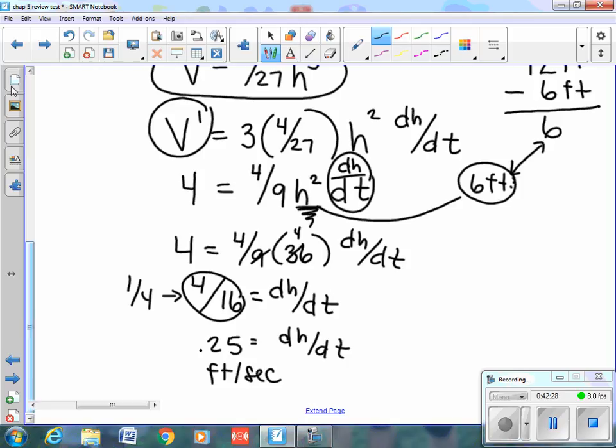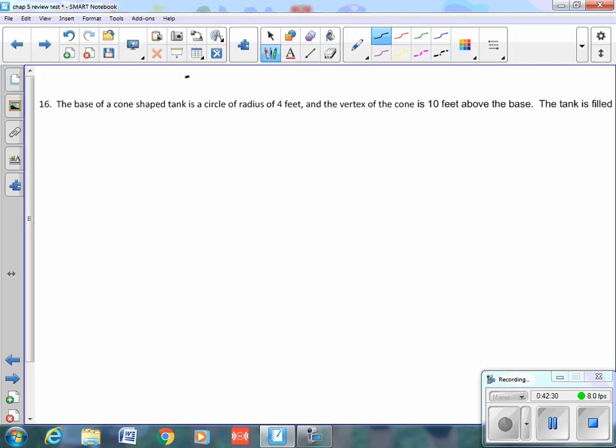Okay, one more problem just like that one. We're just going to do another one to make sure you know what you're doing, except its volume equals 1/3 pi r squared h. So, again, the base of a cone-shaped tank, so now it looks like this again.